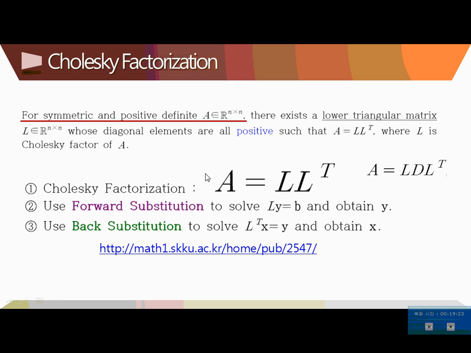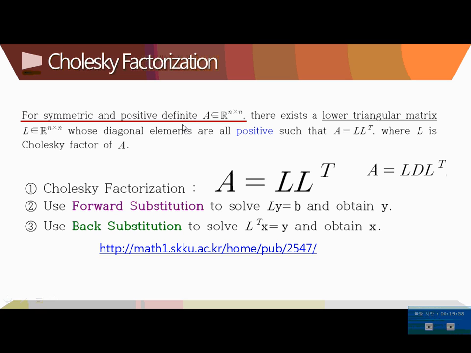And then the Cholesky factorization can be defined. In particular, if we have a symmetric and positive definite matrix A, then there exists a lower triangular matrix L whose diagonal entries are all positive such that A is equal to L times L transpose, where L is the Cholesky factor of A. Like this. We had this, but without D, we can still have A equal to L L transpose when matrix A is symmetric and positive definite.